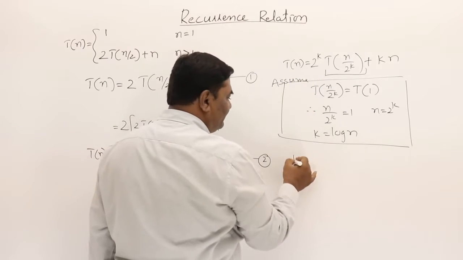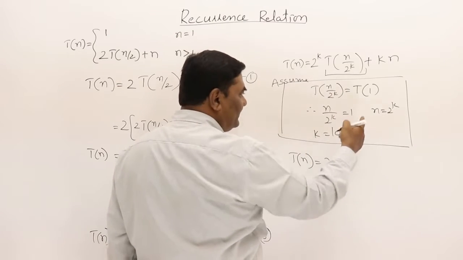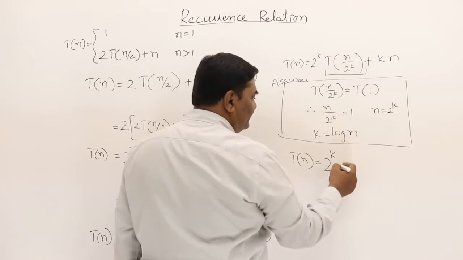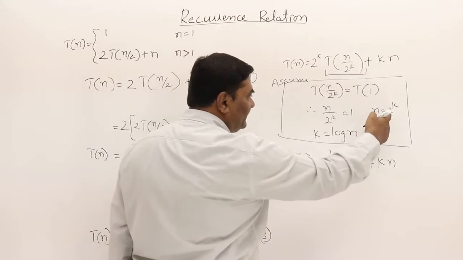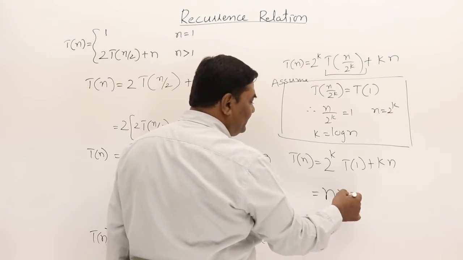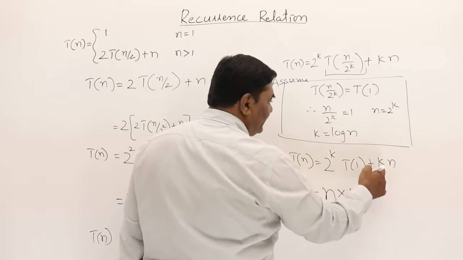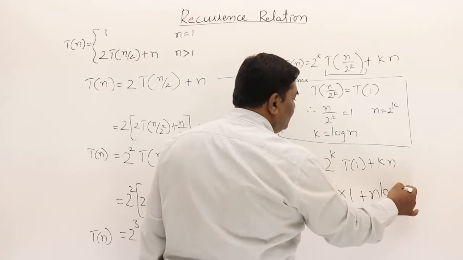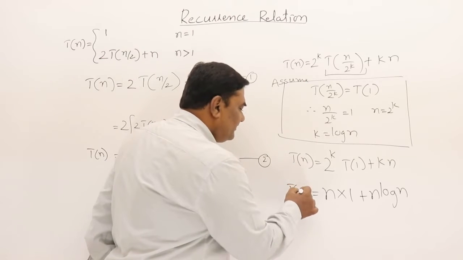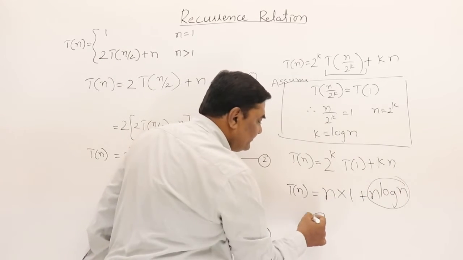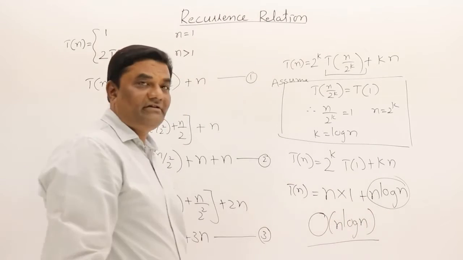Now what is this equal to? T(n) = 2^k T(1) + kn. Now we know what 2^k is. 2^k is n. T(1) is 1, plus n as it is. What is k? log n. That's it. Now T(n) is n plus n log n. So the highest term is this one. So it is big O of n log n, or theta of n log n also you can say.